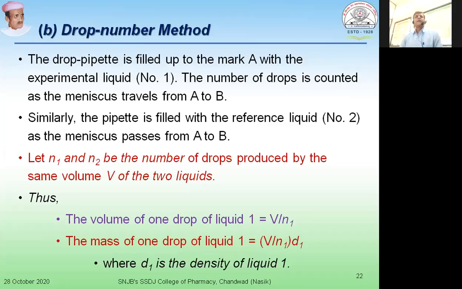Now we can determine the volume of one drop of liquid: volume divided by N1, meaning whatever volume of the liquid has run from mark A to mark B, divided by the number of drops which are formed. That will give you the volume of one drop of liquid.